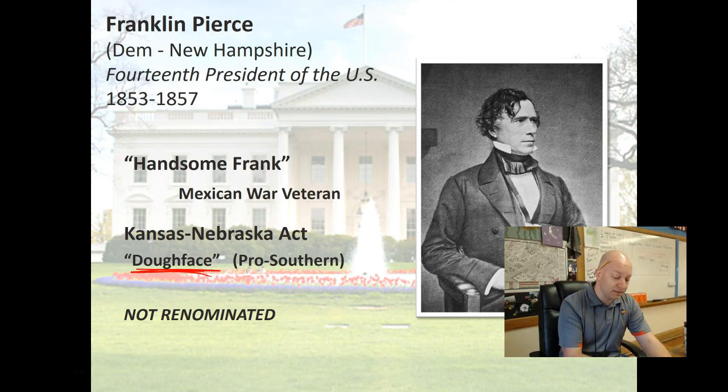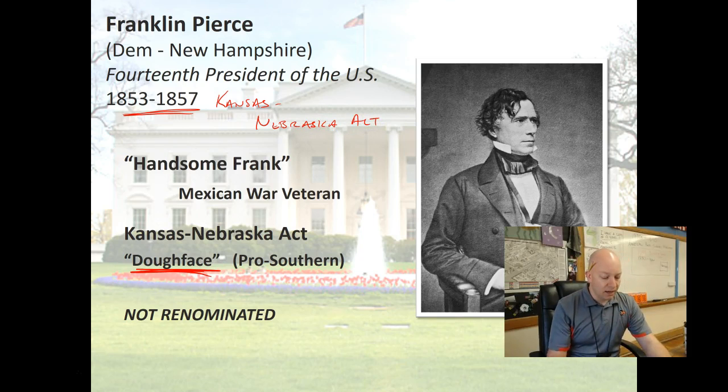Now he is also going to be president during the times when we have the Kansas-Nebraska Act. He will be the sitting president when Charles Sumner gets beaten down by Preston Brooks. We'll look at that later. So this is his presidency. He was not renominated by his own party. He was such a failure. The Democrats will look to someone else in 1856. James Buchanan is the man they choose.